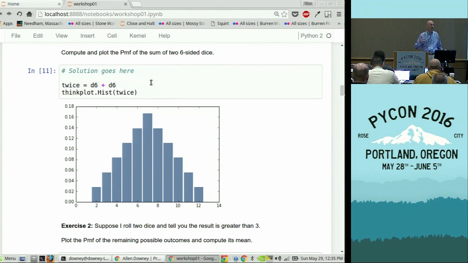So the possible outcomes are the values 2 through 12, but they're not all equally likely anymore. 7 is the most likely because there are 6 different ways that you can get the 2 dice to add up to 7. 2 and 12 are unlikely because for each of them, there's only one way for that to happen. So the distribution looks like that. It's a triangle shape. Are there any questions about the first part of the solution? So this is just, I wanted to introduce you to these PMF objects so that you're familiar with them. Yes?